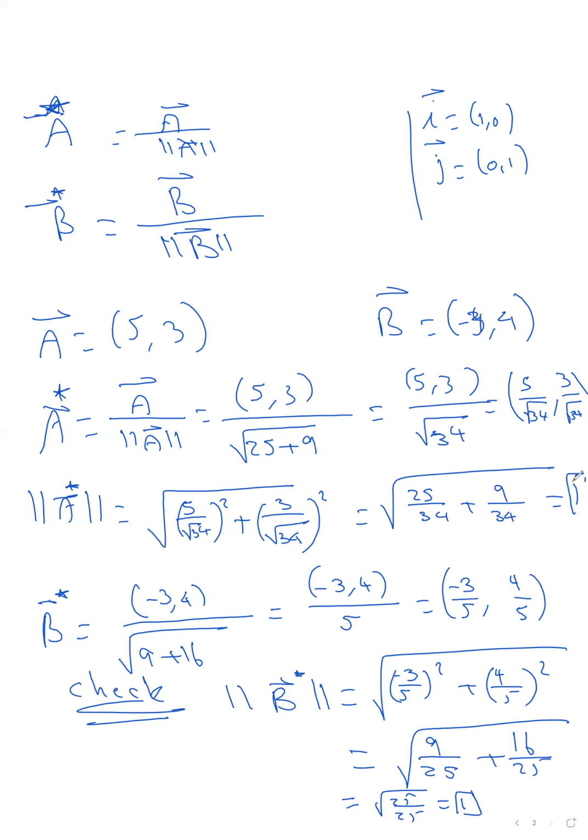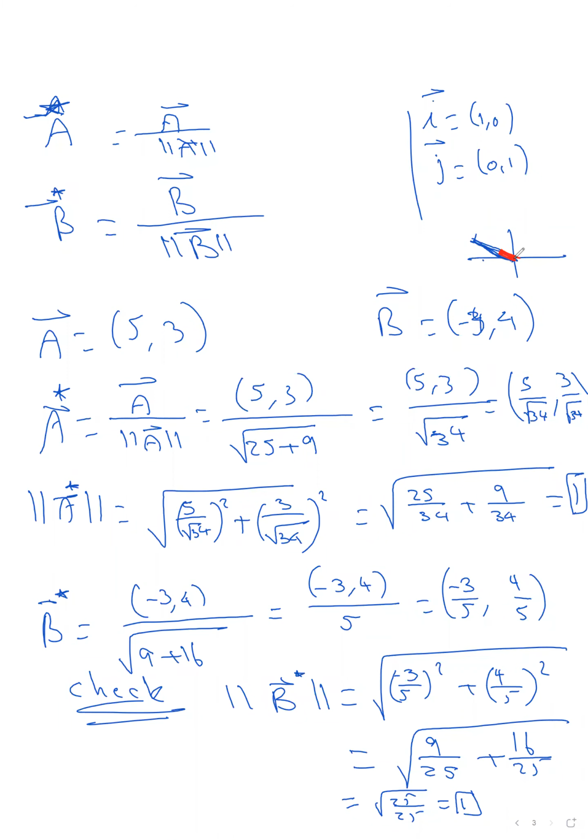So always the norm of A star equals 1, and A star means the unit vector in the direction of vector A. B star means the unit vector in the direction of vector B. That is, it has a length of one in the same direction. So if the vector is negative 3 and 4, B star is one unit in its direction, so you take one unit of it. Understood? That is the meaning of B star: the unit vector in the direction of the given vector.